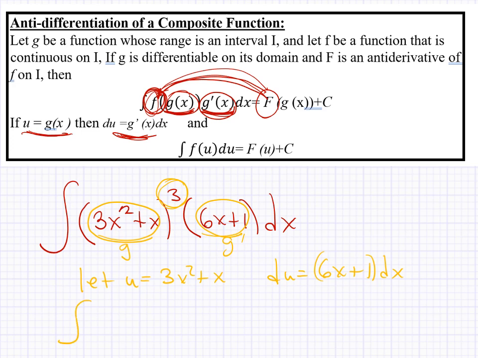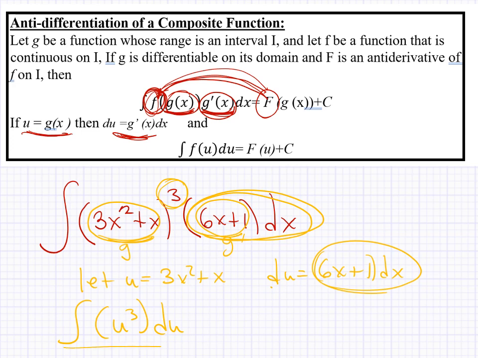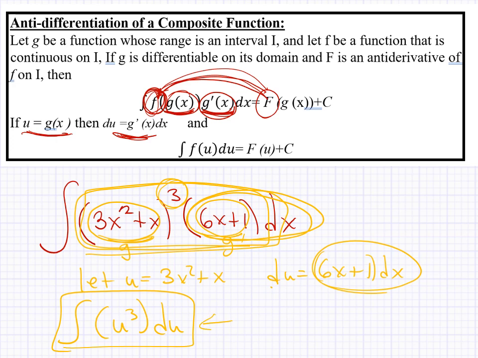The integral would turn into u cubed du. This g is now my u, and this g prime dx, which is here, is du. And so now I just have this integral, which is a very simple integral. It takes everything that's happening here, which looks like a lot is going on, and simplifies it to just u cubed du. And the integral of u cubed is u to the 4th over 4 plus c.